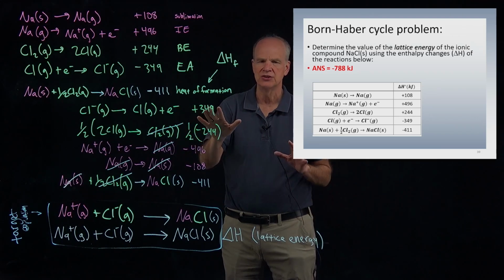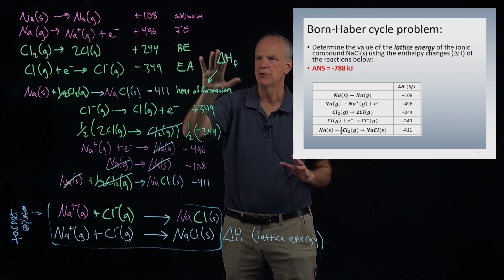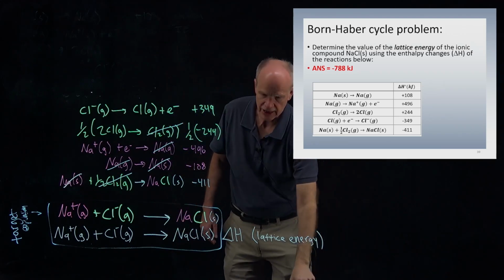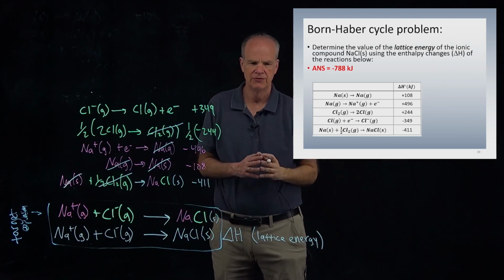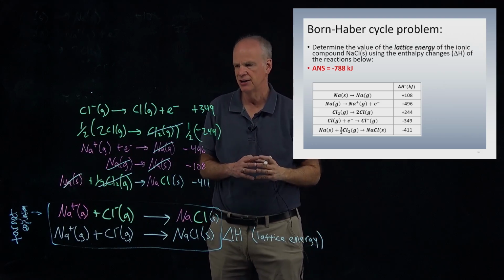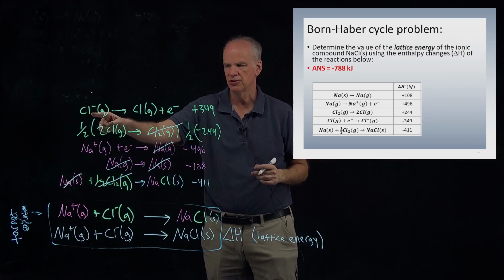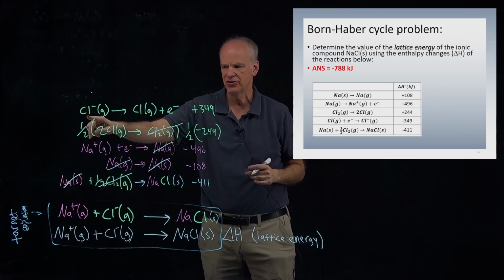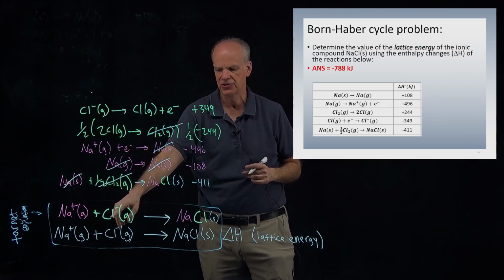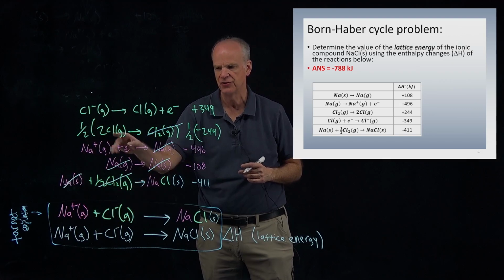So just to clean things up a little bit, I'm going to erase the top part of the screen. Okay, so let's see if we can finally cancel out some things that we don't want. So we have chloride ion on the reactant side, which is great because it's also on the reactant side in the target equation, so that's fine.